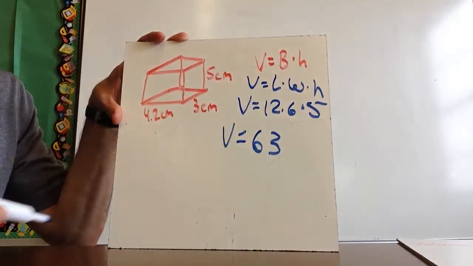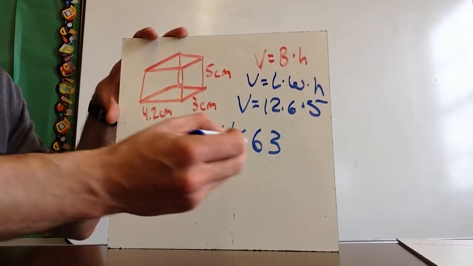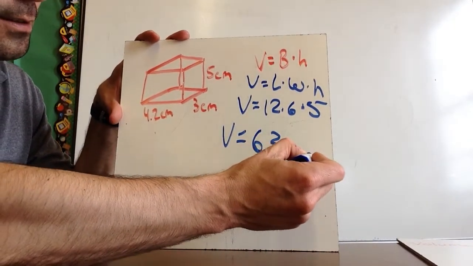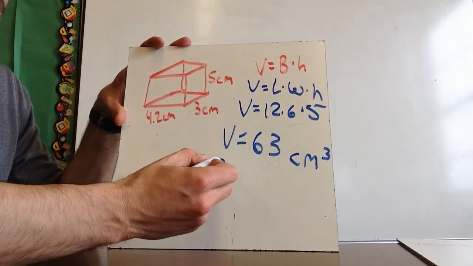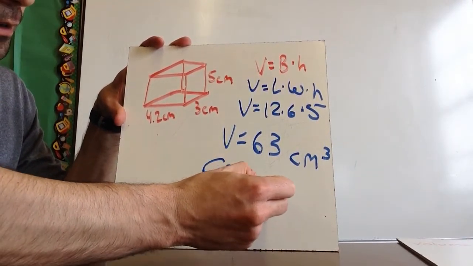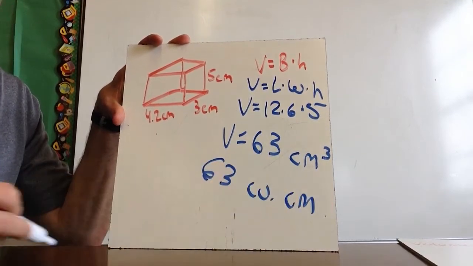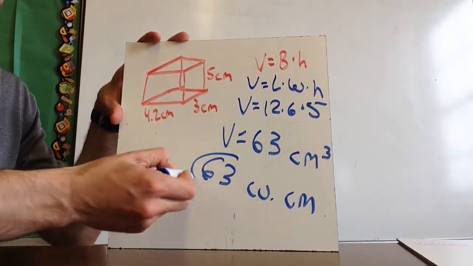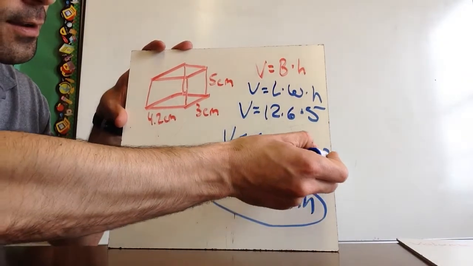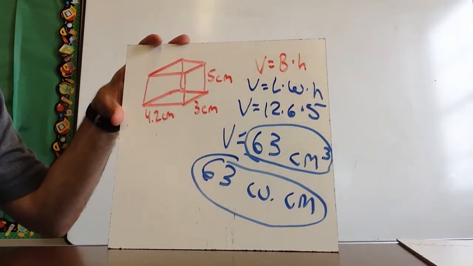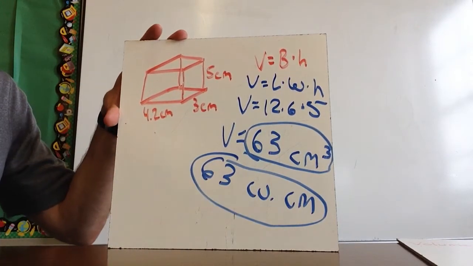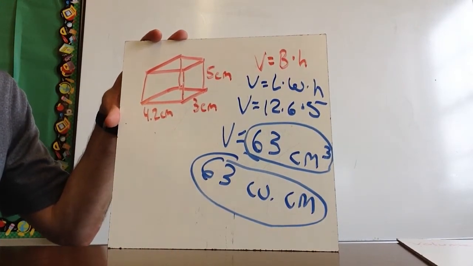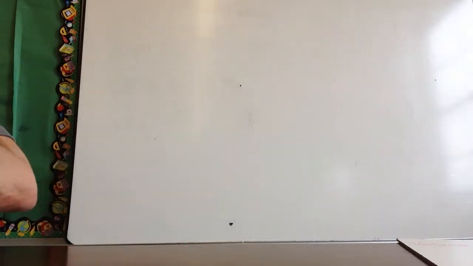Now, very important to keep in mind that I need to label this correctly. This is cubic centimeters, centimeters cubed, or you could write 63 cubic centimeters if you want to write it that way. Either way, you want to make sure that you're labeling this correctly, and it's cubic because you're multiplying these three together, so it's centimeters to the third power. So it's 63 cubic centimeters.